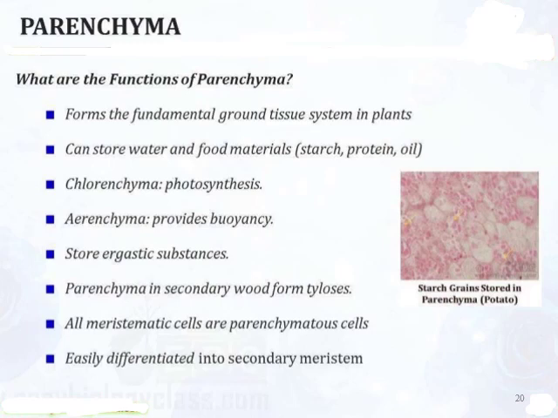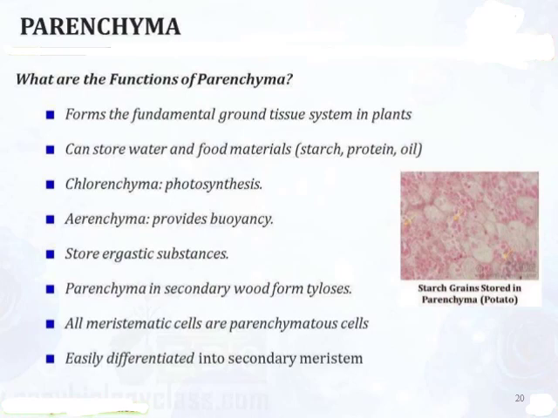Tyloses are formed when the protective layer surrounding the protoplast of the parenchyma cell proliferates into the vessel lumen following degradation and rupture of the vessel parenchyma pit membrane. So this process is known as tylosis, and it mostly occurs in woody plants. So we can also say that it is the bladder-like distension of parenchyma cells into the lumen.